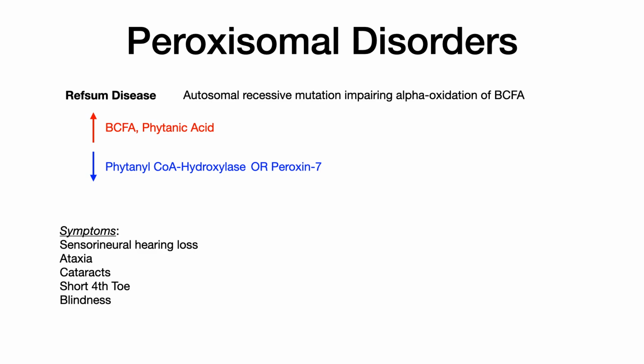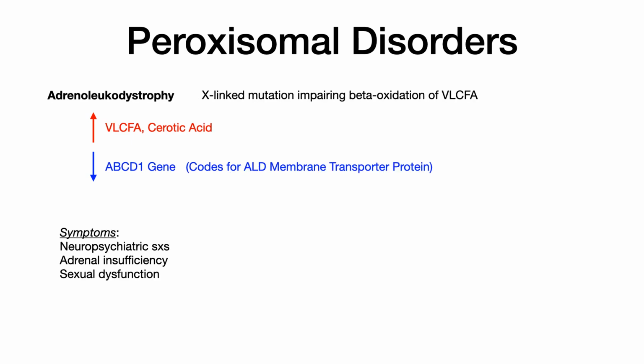In Refsum disease, the symptoms you want to look out for are sensorineural hearing loss, ataxia, cataracts, a short fourth toe, which is really, really high yield. I don't know why, but they love the short fourth toe. So that's the one you want to memorize if you're going to pick one, and blindness. Lastly, let's talk about adrenoleukodystrophy.